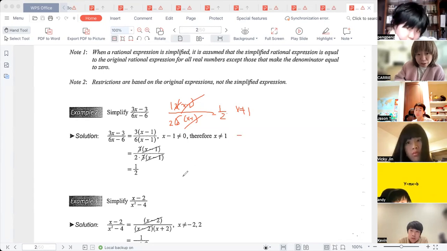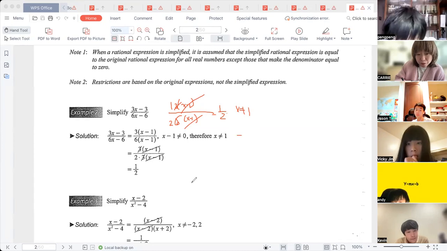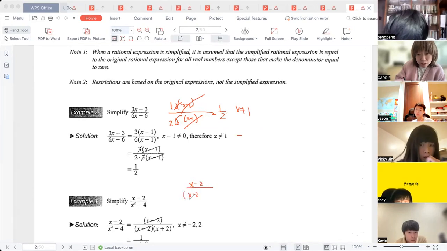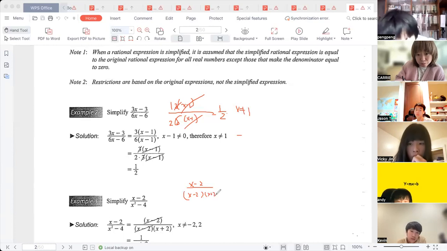Okay, so let's take a look at the next one. Example 3: how to simplify x minus 2 over x squared minus 4, which equals x minus 2 over x minus 2 times x plus 2.